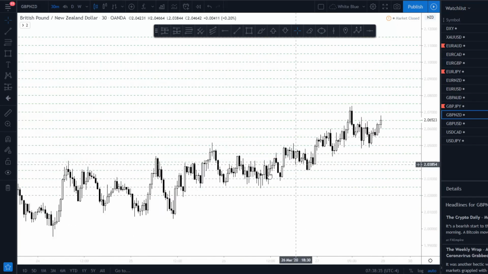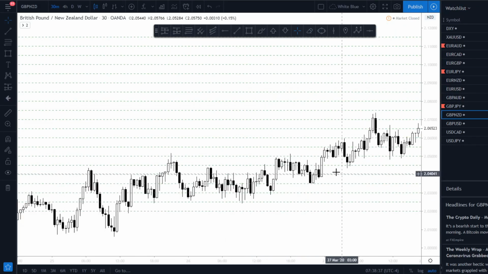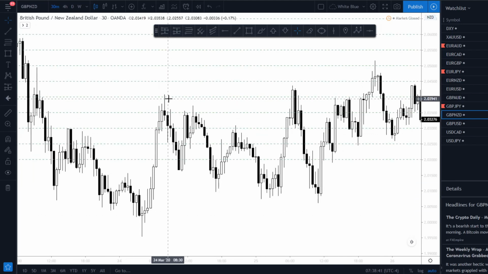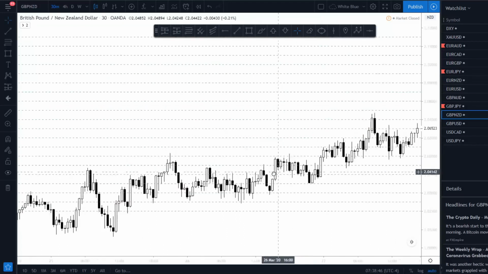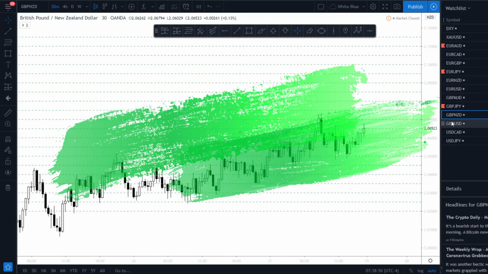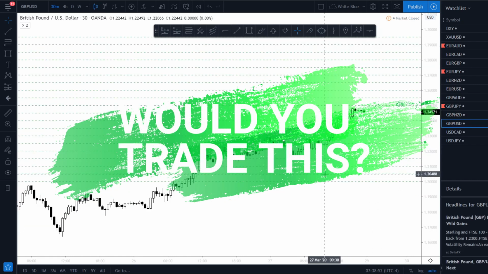GBP NZD. Again, I'm not really liking this. There's not really any clean moves. If we come back a little bit, you've got a clean move up, and you've got nice moves. But if we come here, it's too messy for me. I don't really like this, so I'm just going to stay away from that.